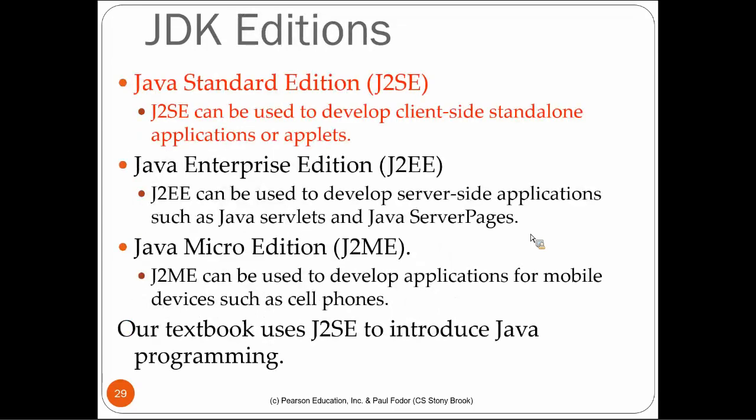There are also multiple editions of Java. We are using in this class the Java Standard Edition, which is used to develop client-side standalone applications. There is also an Enterprise Edition that is used in other classes like CSE114 at Stony Brook. It can be used to develop server-side applications such as servers, Java servlets, Java server pages. Our textbook uses the Java Standard Edition, which we are going to use in this class.